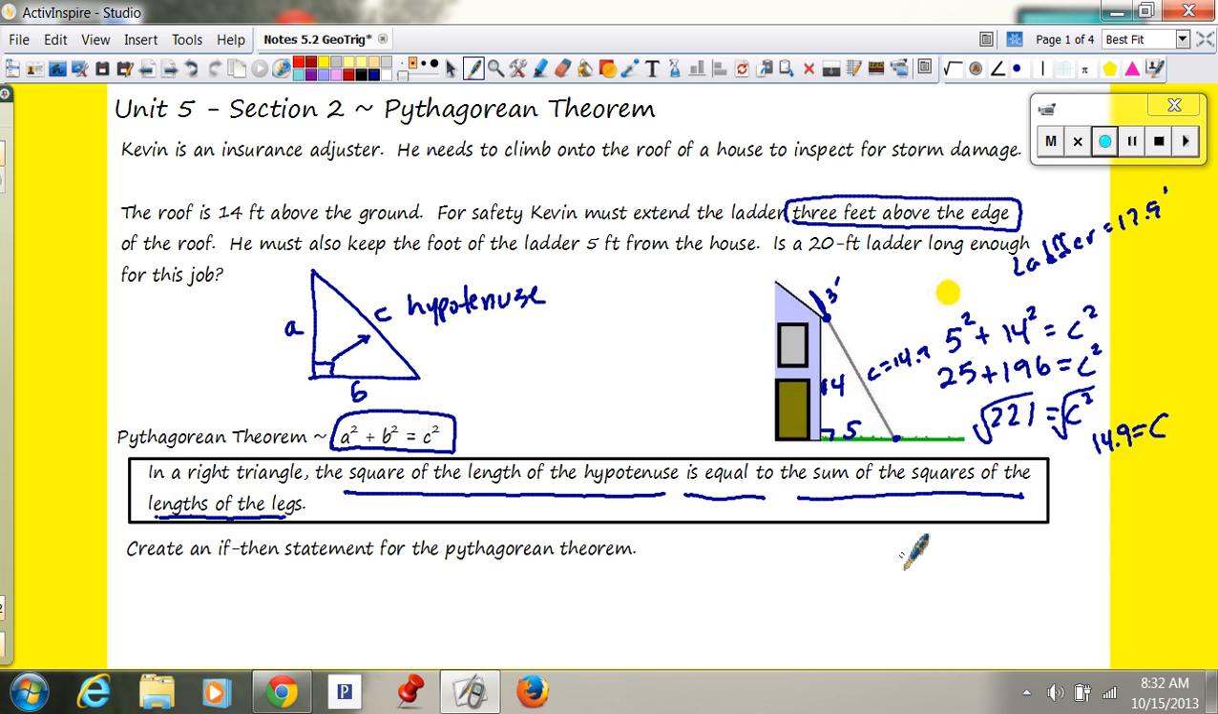So it says create an if-then statement for the Pythagorean theorem. What could we do for an if-then statement? If it's a right triangle. Let's start there.